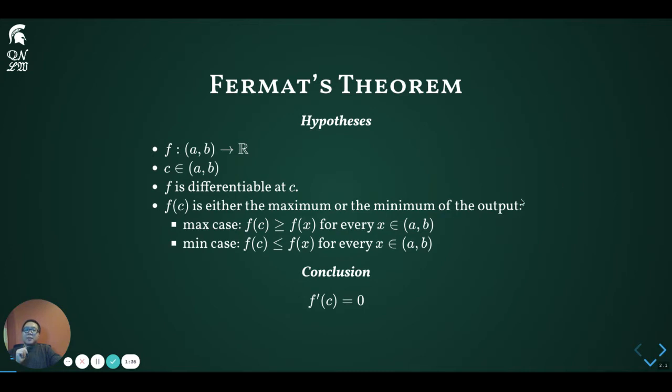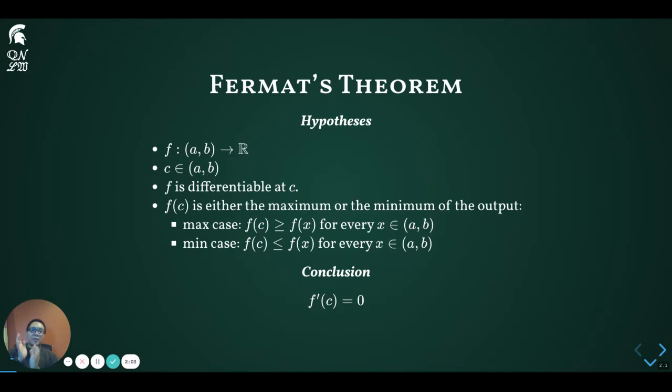We begin by stating Fermat's theorem on stationary points. To use this theorem, the required hypotheses are: firstly, f is defined on some open interval AB. We suppose that f is differentiable at a point c in this interval, and that f of c is either the maximum or the minimum of the range of f.